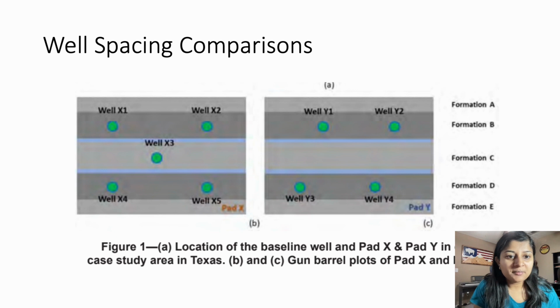Here are the pad configuration differences between pad X and pad Y. You'll notice pad X has 3 different landing targets with 5 wells. Pad Y has 2 different landing targets with 2 wells.